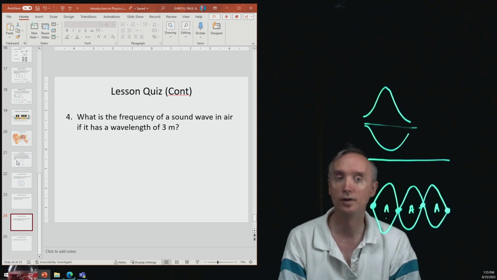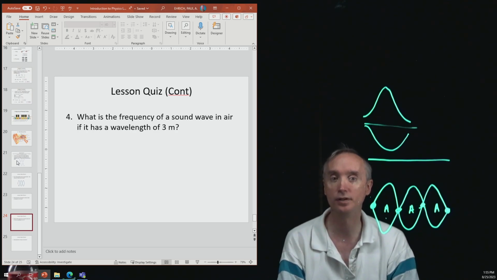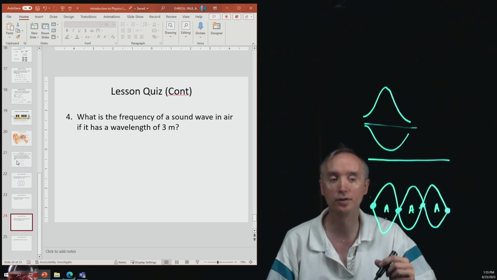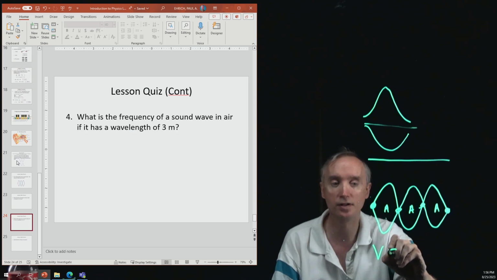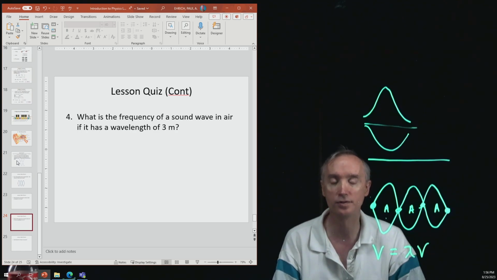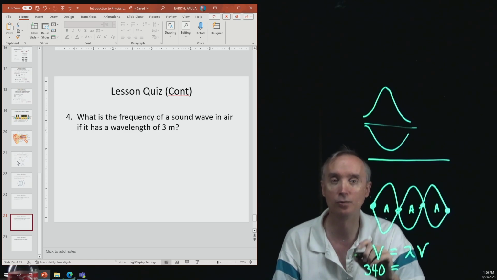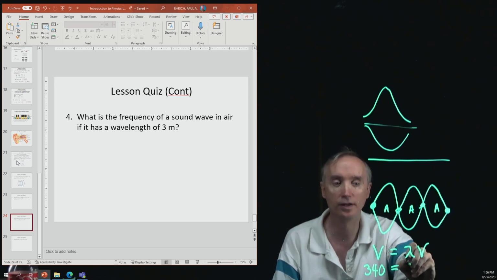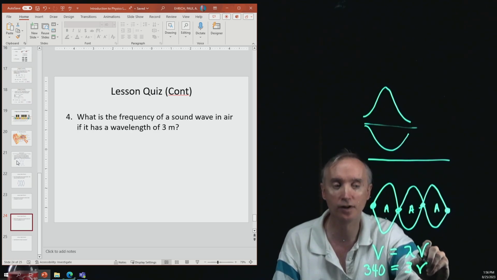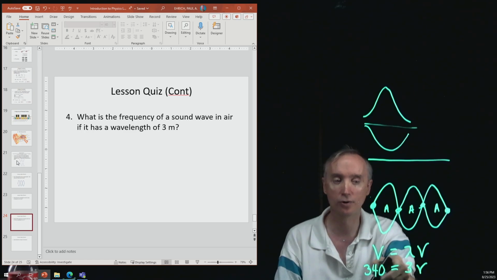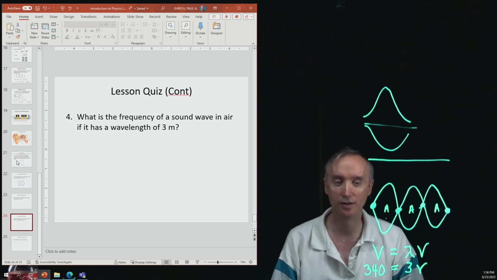Number 4, what is the frequency of a sound wave in air if it has a wavelength of 3 meters? So we're going to use that the speed of a wave is equal to its wavelength times its frequency. So the speed of sound in air is going to be 340 meters per second. And then we are told that it has a wavelength of 3, and we're trying to find the frequency. So 340 divided by 3 is 100 and something. I'll let you do it.